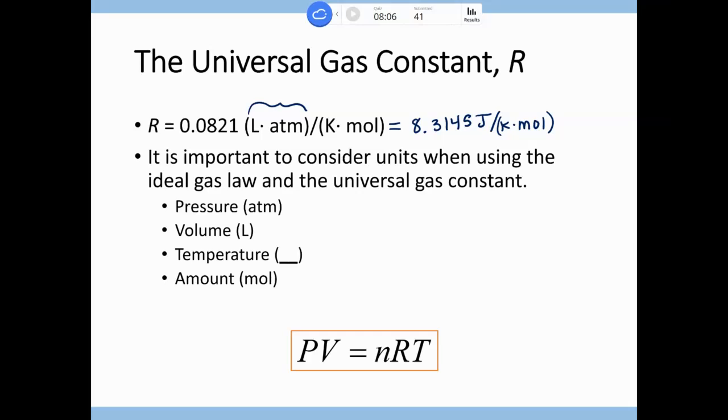And if we're using the universal gas constant, we're using this equation, that means our pressure has to be in units of atmosphere, our volume has to be in units of liters, our temperature has to be in units of Kelvin, and our amount has to be in units of mole. So some conversions may be needed in some questions to make sure you're working with those units.